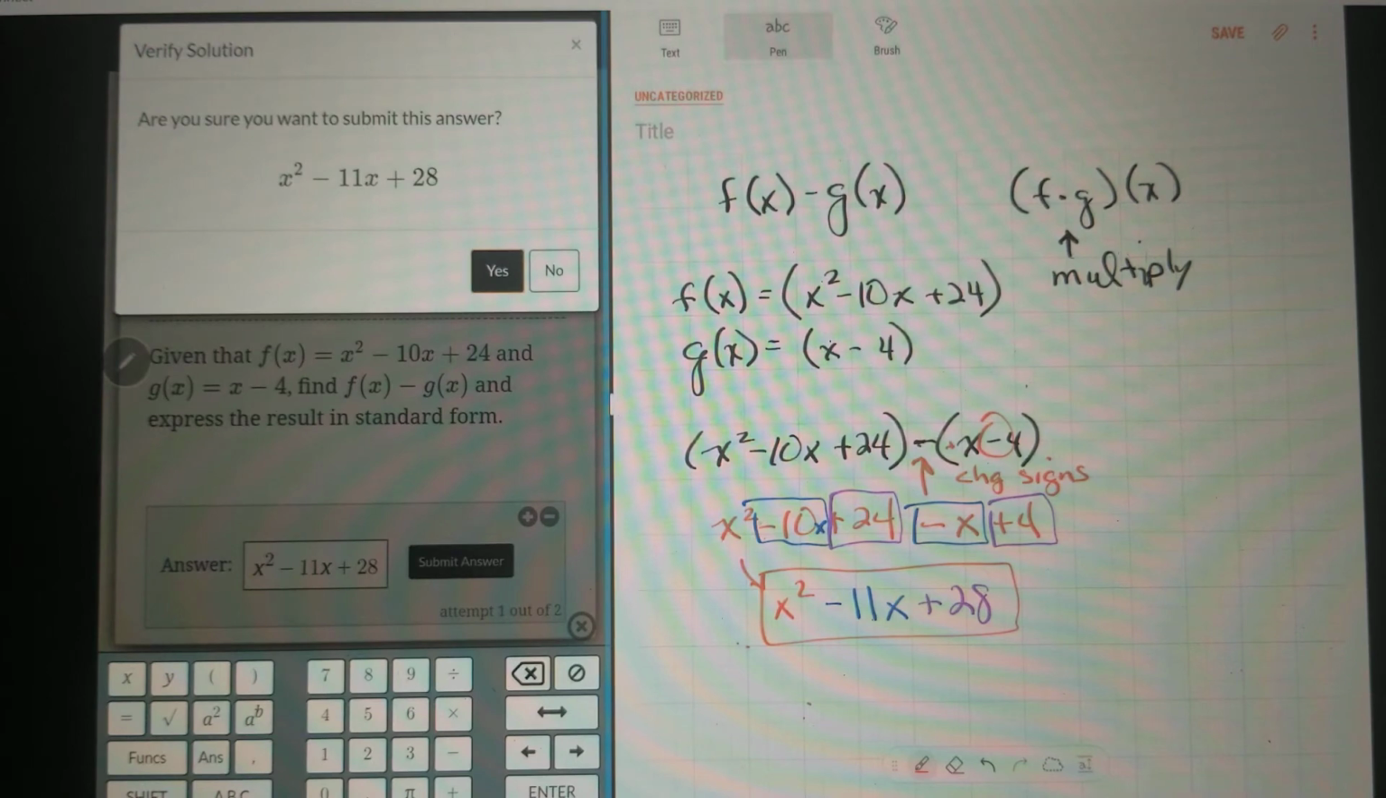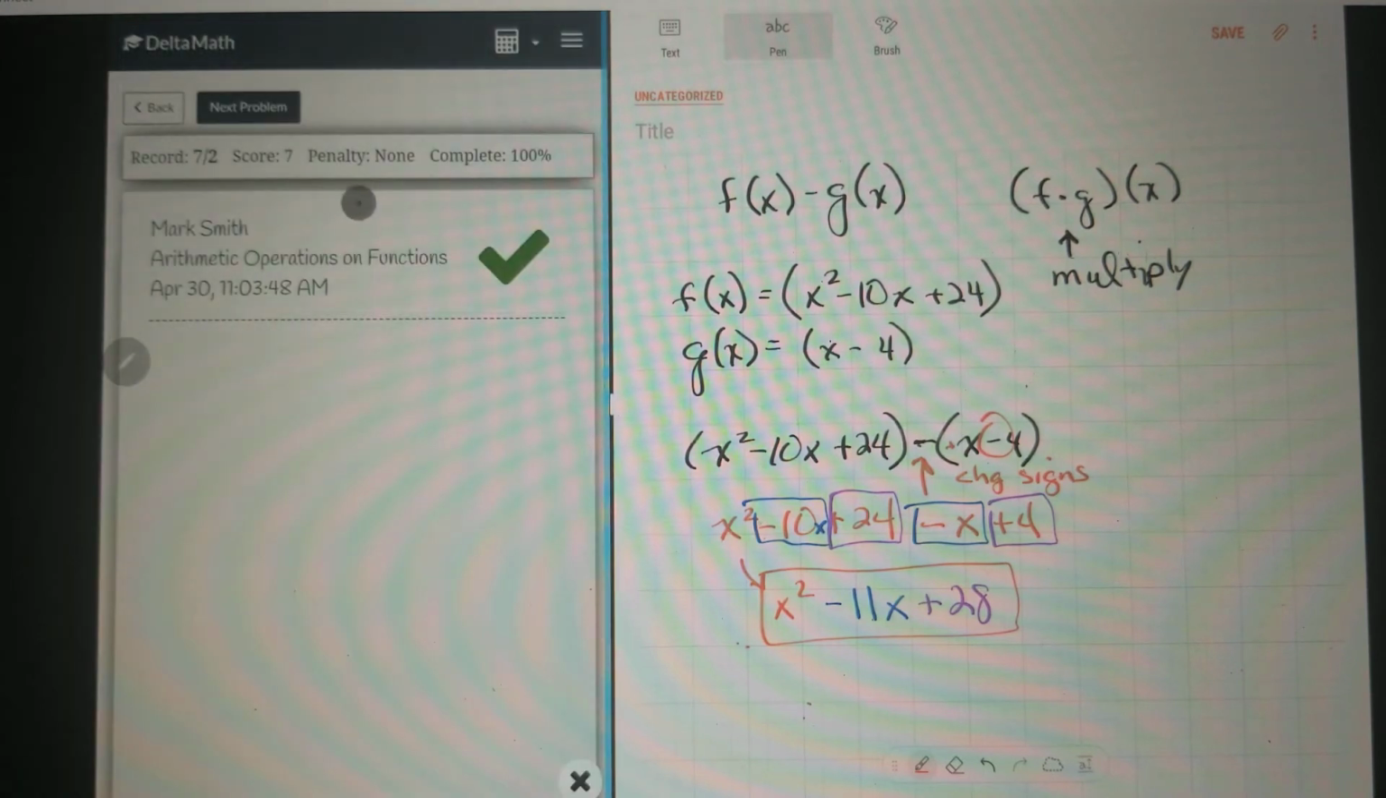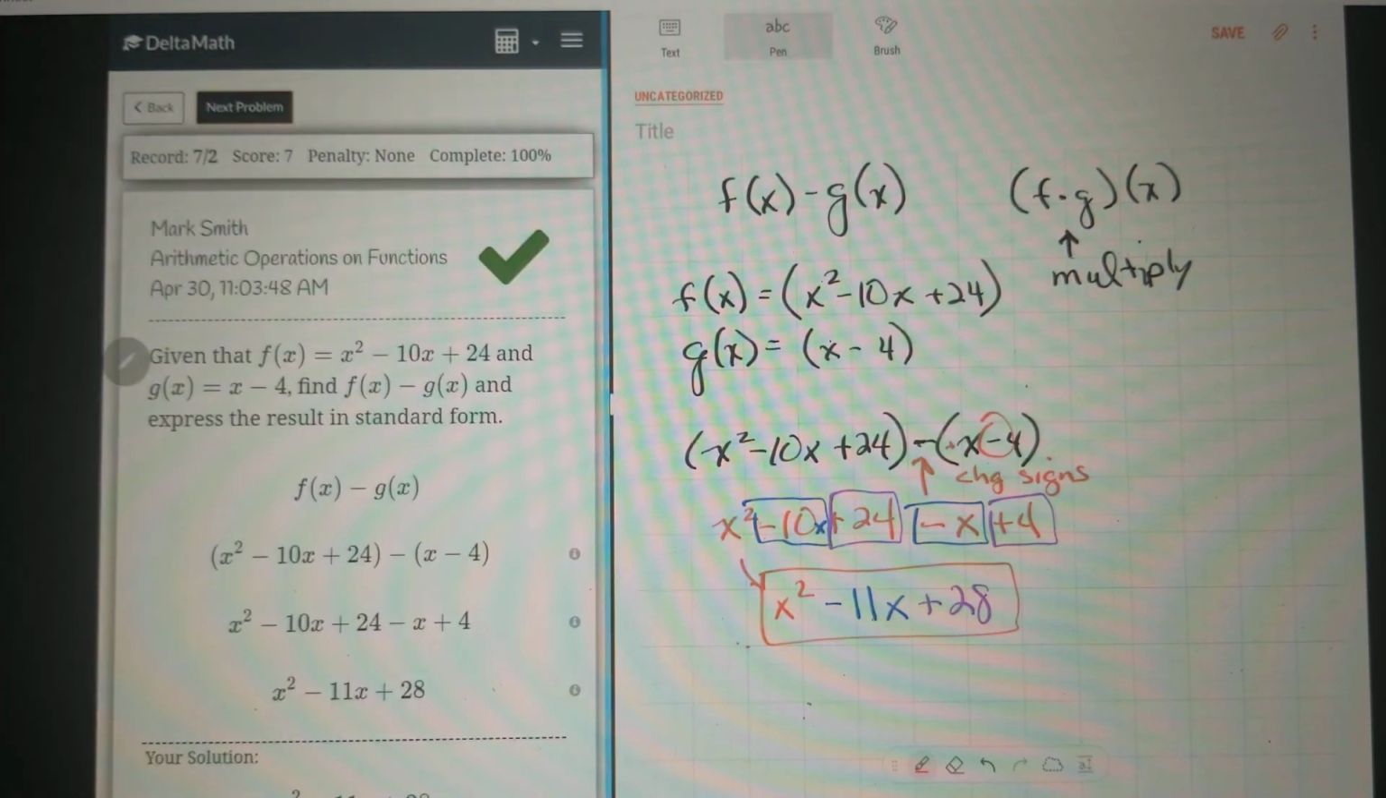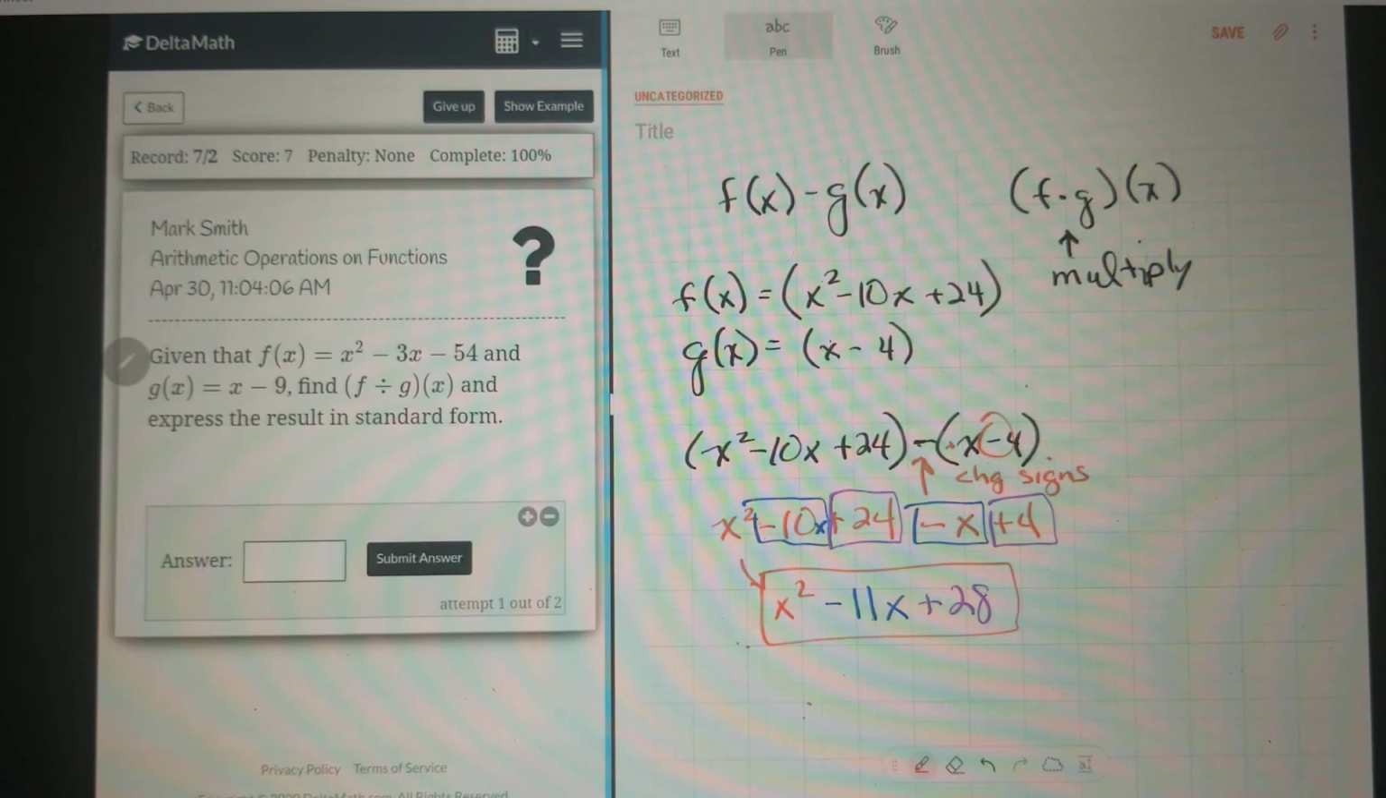Submit answer, yes. Okay, I didn't make any mistakes in that simple little problem. We'll go on to our next problem, and hopefully we'll get a multiplication problem. Next. Taking its time on next. There we go. Division problem.